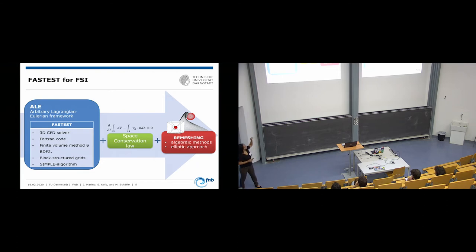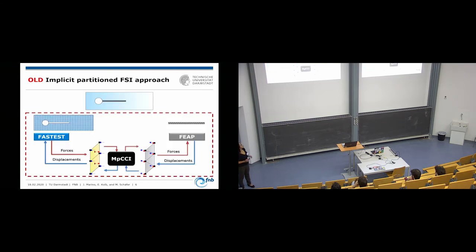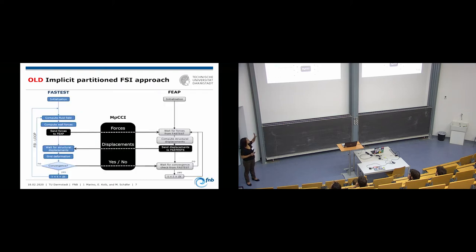With these new features, FASTEST was used for the first time for the partitioned FSI approach in 2006 by Professor Schäfer. In this first coupling, FASTEST was the fluid solver, FEAP the structural software, and MpCCI was used to map the information between different grids and share information. Behind this idea, we have this algorithm.